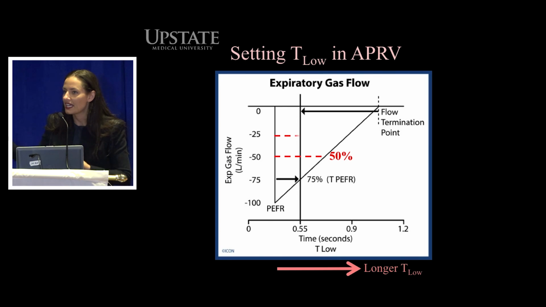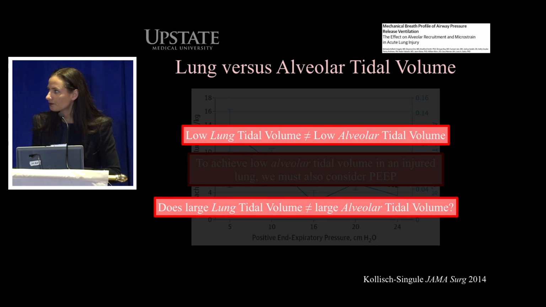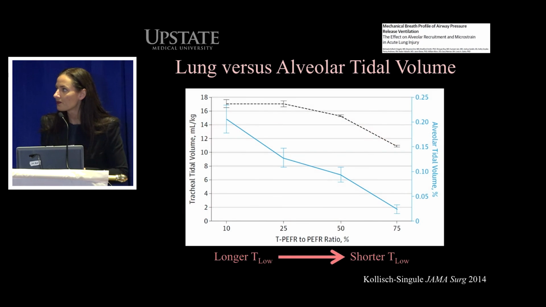And now you have a little bit less end expiratory lung volume. And further increases in your T-low, or shortening up that ratio, will slowly lead to less and less lung volume, or a lower end expiratory pressure in our APRV settings. So back to the question: does large lung tidal volume necessarily mean that there's a large alveolar tidal volume?